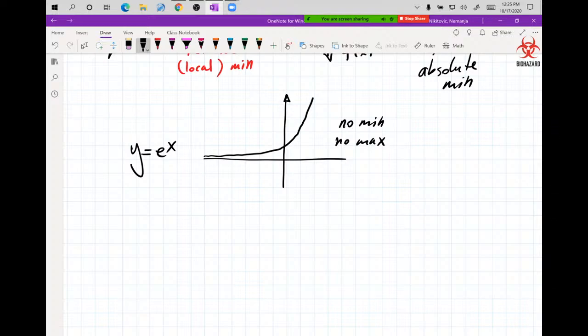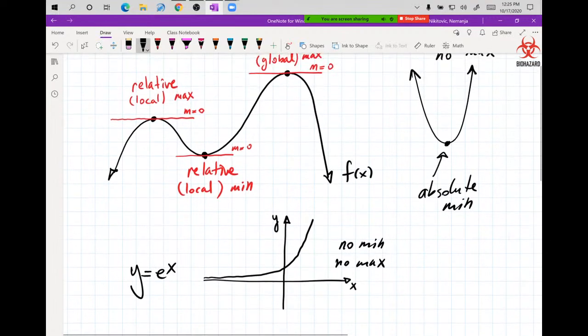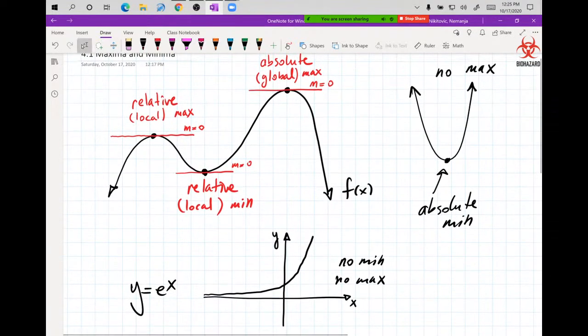The purpose of this lecture is not just to learn about min and max, but also learn how to compute them algebraically, so you don't have to have a graph. That's a big part of this. All right, so we have put some words down, and we hopefully understand what is the relative versus absolute, or local versus global, min and max, and when they occur and how they occur.